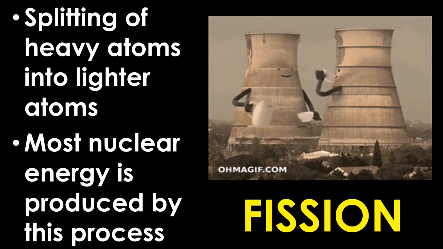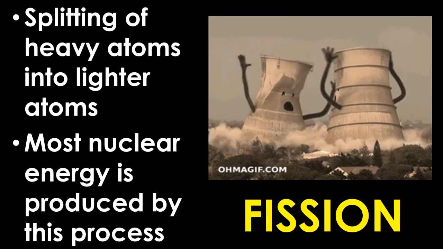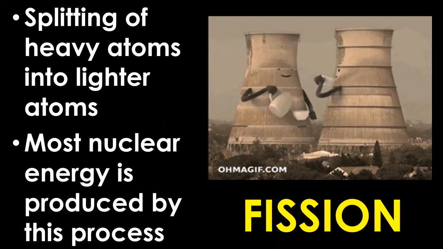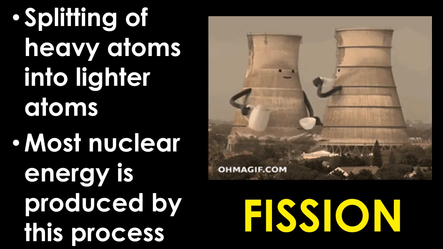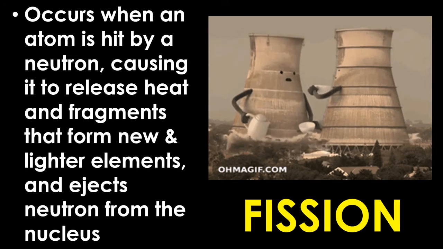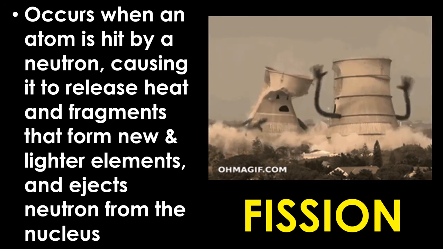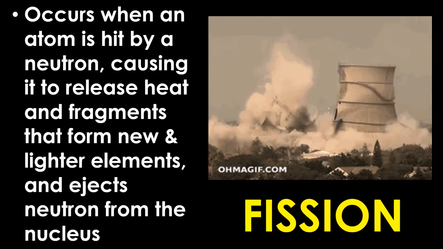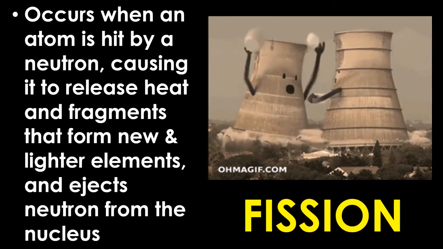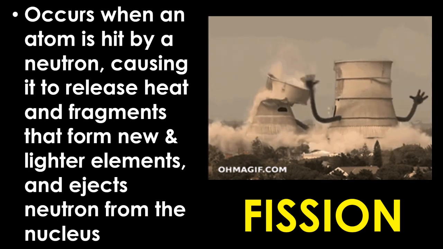Now, it occurs when an atom is hit by a neutron, causing it to release heat and fragments that form new and lighter elements and ejects a neutron from the nucleus. And then this neutron na na-eject will go to another heavy atom. Babanggain na naman niya, tapos mag-split naman into two, then mag-release na naman ng heat. Ayan. So, yung heat na ito, pwede natin gamitin to generate energy.